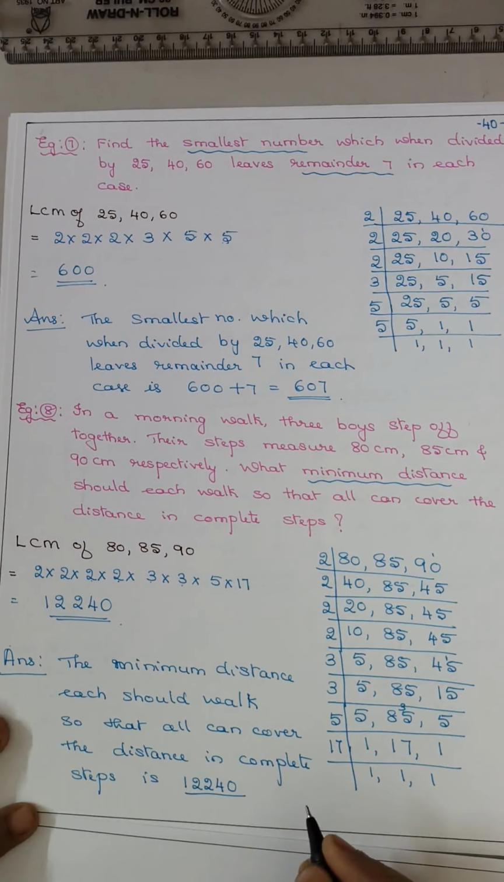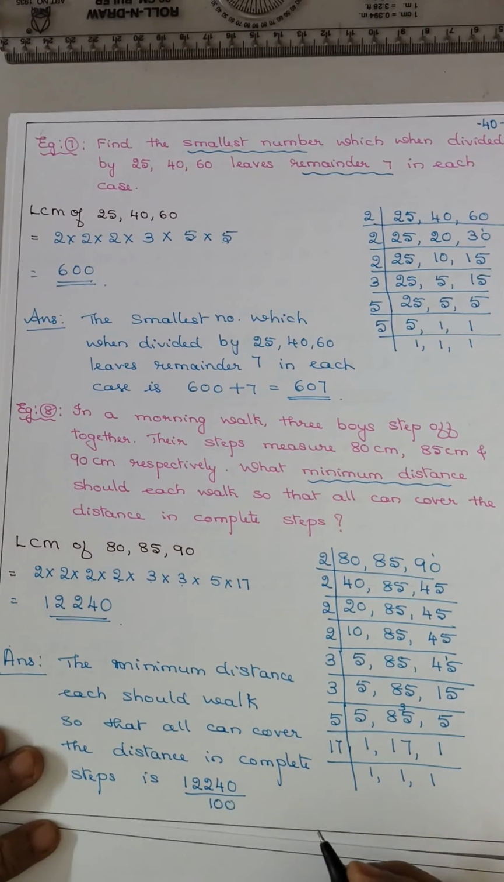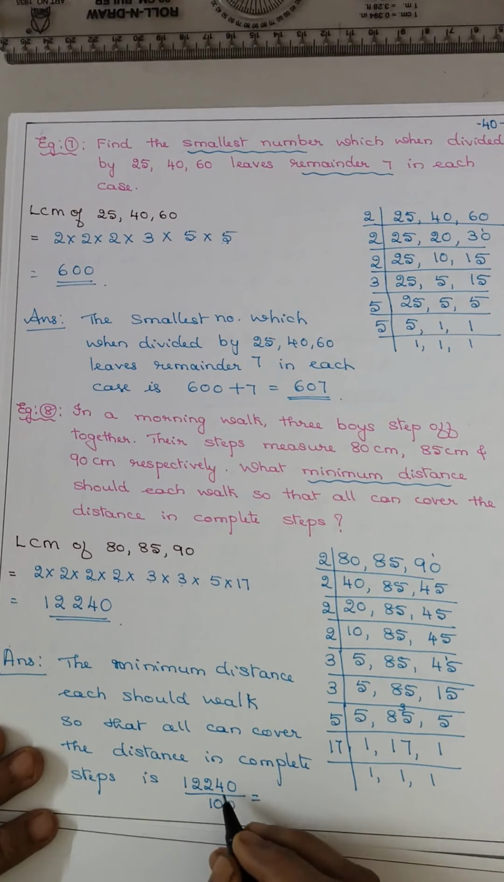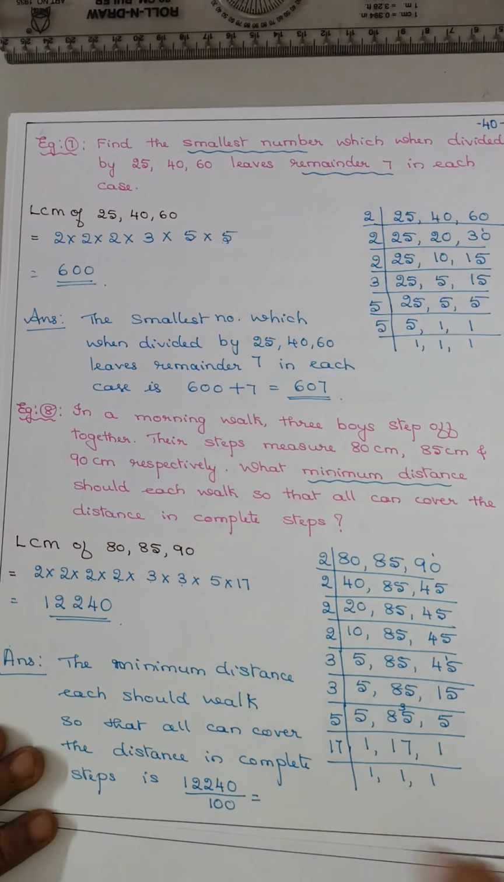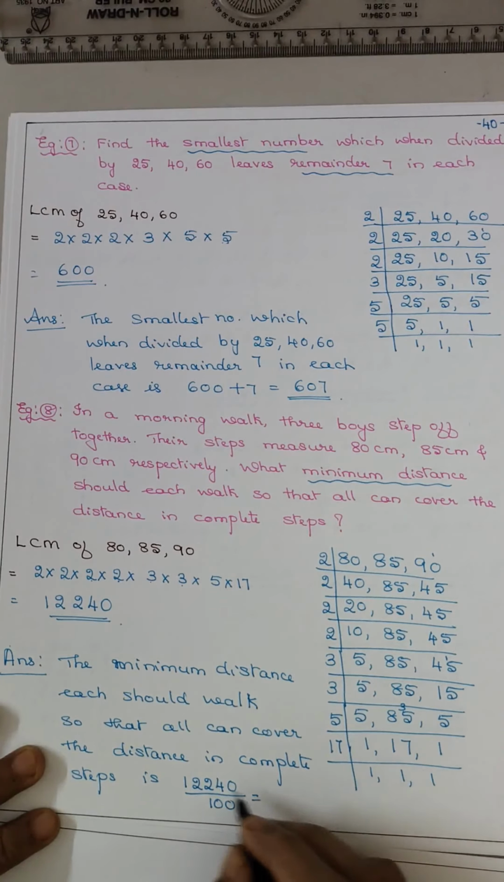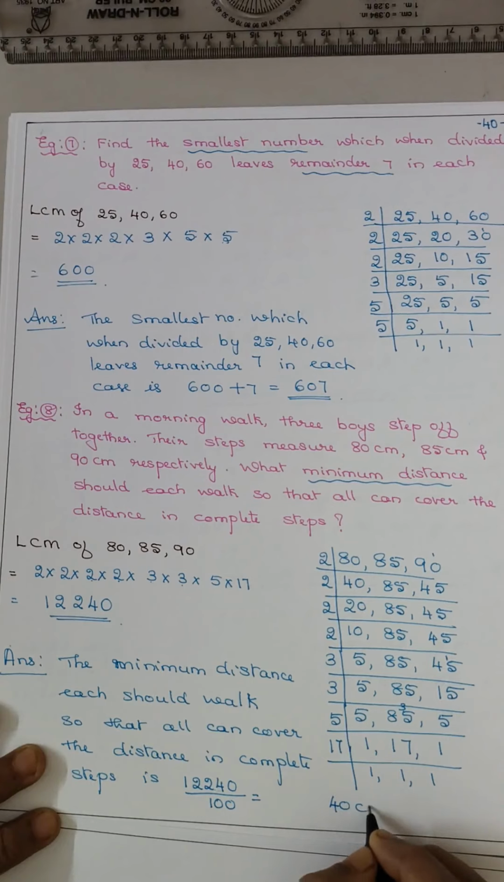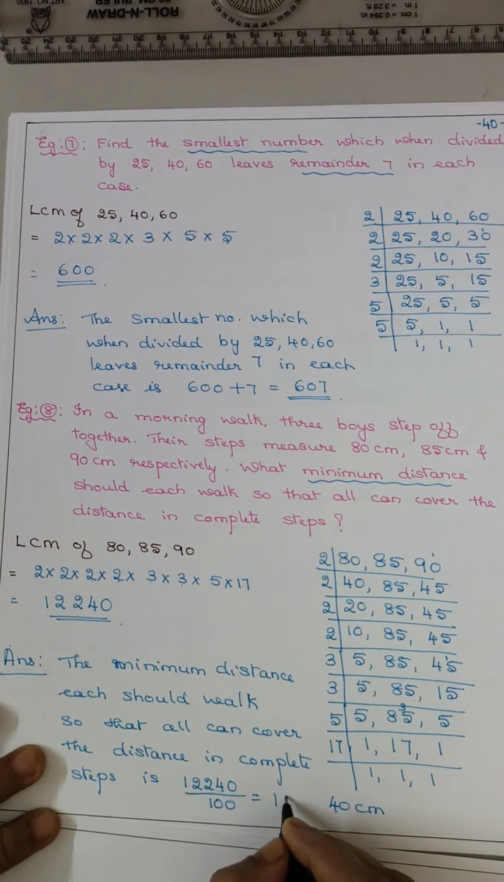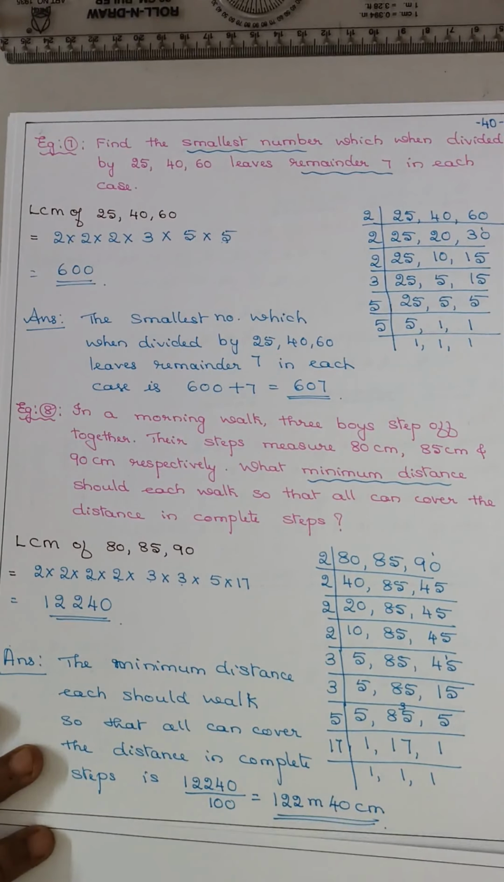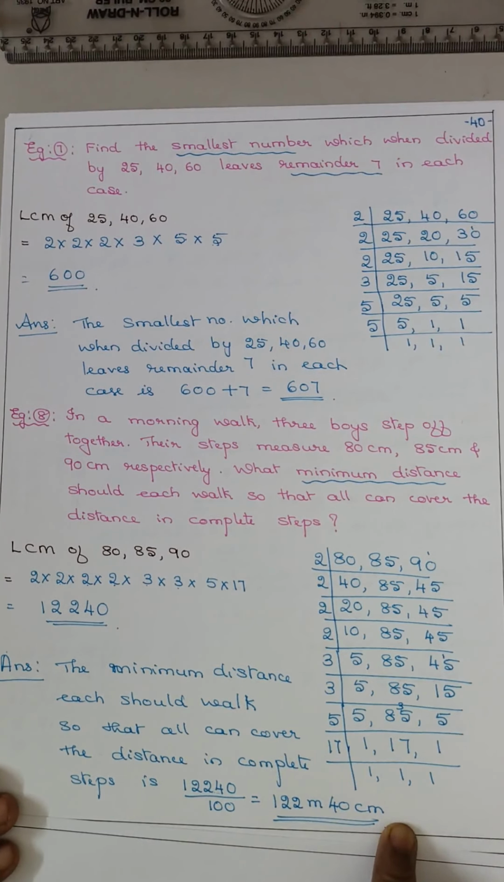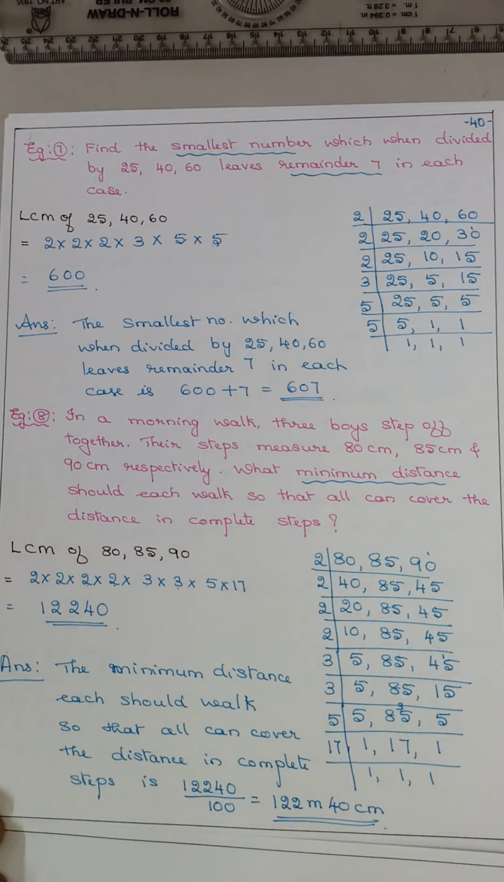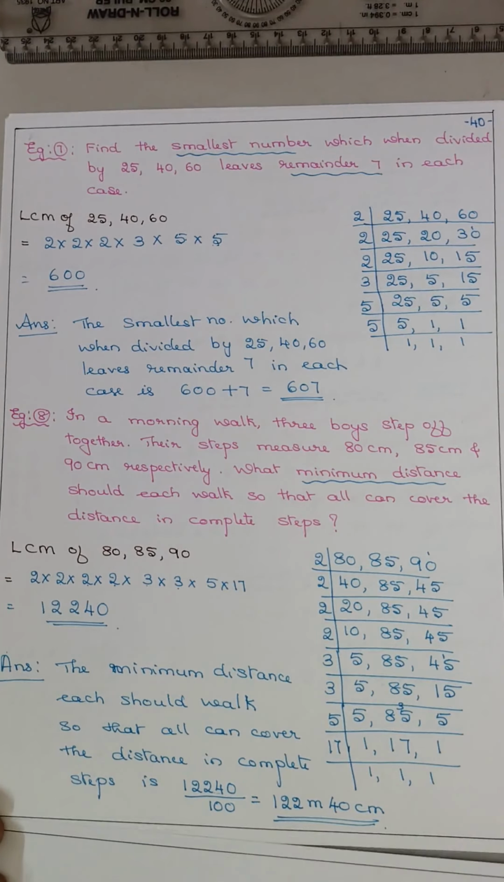So convert into meter, that is divide by 100. So 2 digits from the right will go to the centimeter. So 40 will be the centimeter and 122 will be the meter, isn't it? 122 meter 40 centimeter. Understood? So for the minimum distance, first you find out the LCM and convert into meter, centimeter.